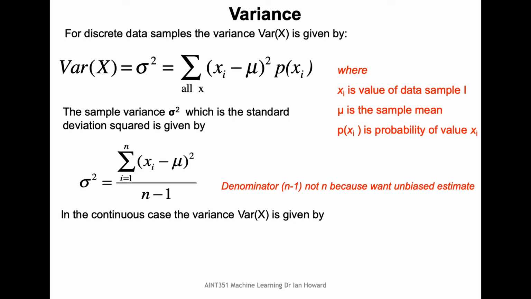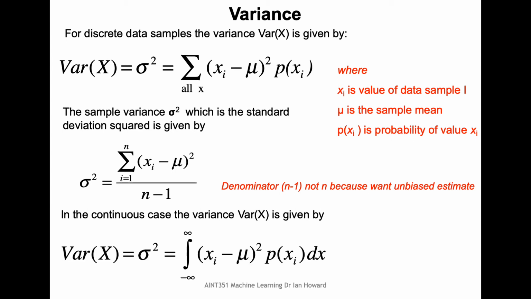That's a little bit outside the scope of this particular lecture series, but I'm sure the statistical lectures have explained what bias is to you already. In the continuous case then, rather than having a sum across all weighted squared differences from the mean multiplied by the probability, what we do is we use an integral again.